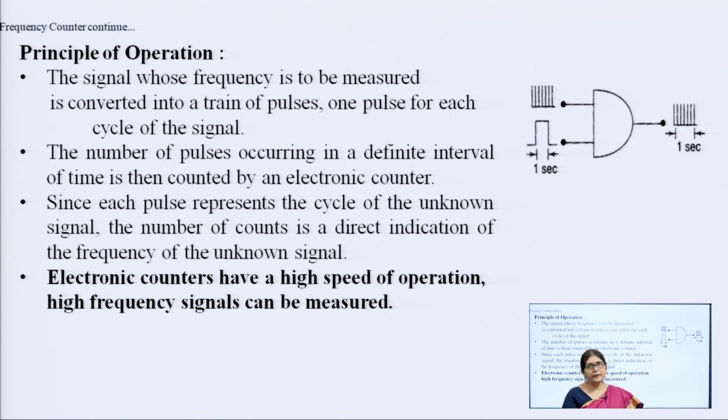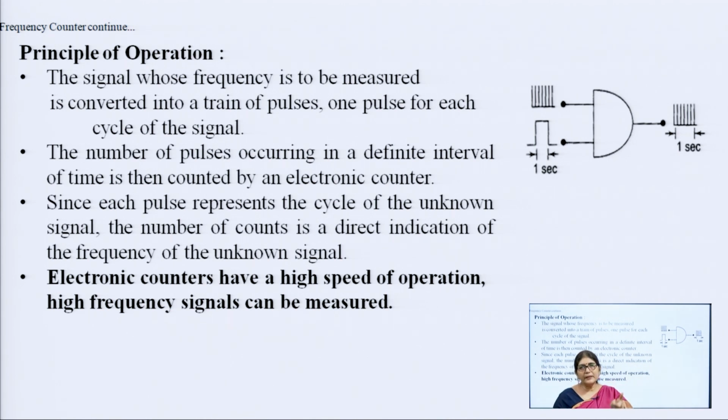Suppose we are using a signal whose frequency we want to measure. What is frequency? Frequency is the number of cycles that appear in 1 second. Suppose we have generated a pulse of 1 second, and at one terminal of the AND gate we apply this 1 second pulse, and at the other input we apply the pulses whose frequency we want to measure. Then this AND gate will open for 1 second and it will pass the number of pulses in 1 second.